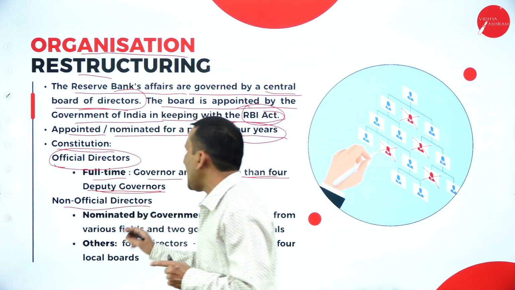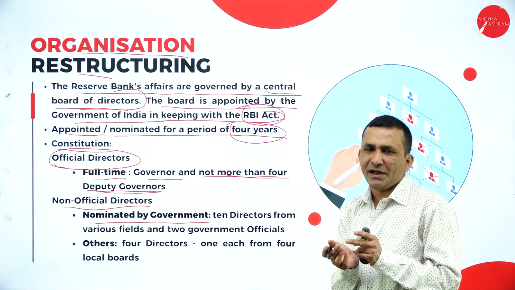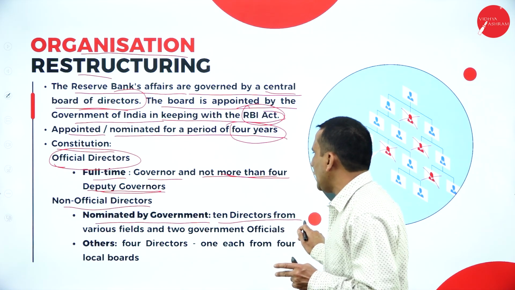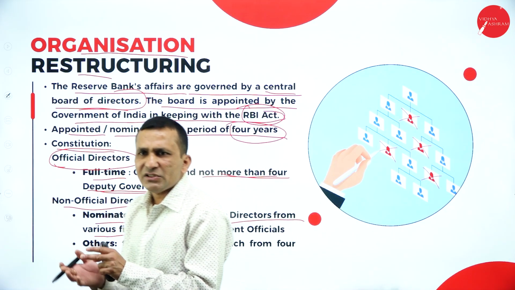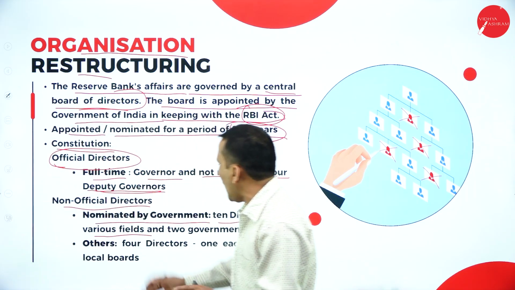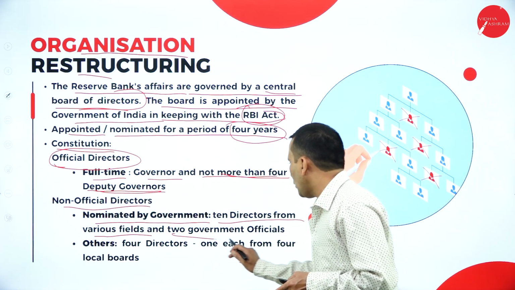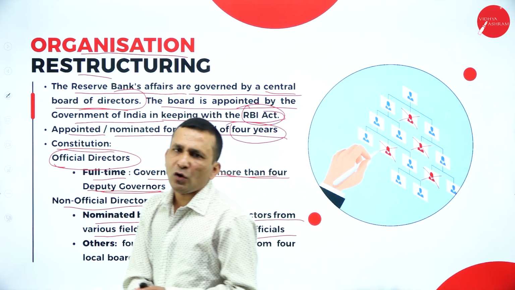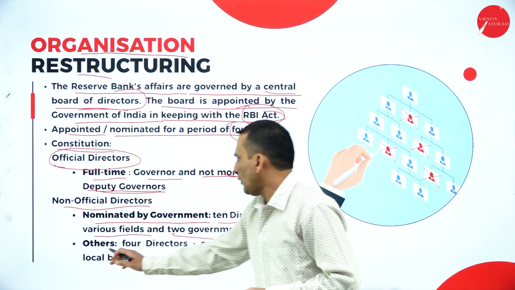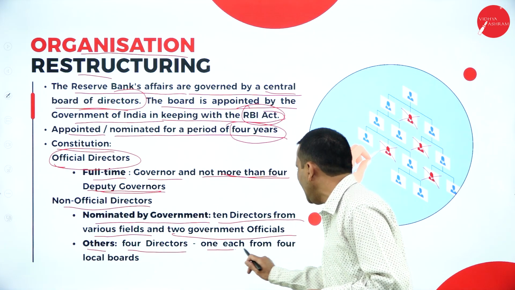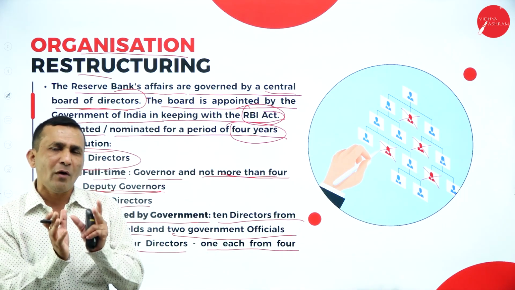Non-official directors are nominated by the government, the Central Board of India. There are 10 directors from various fields, like agriculture and industry, and a director related to RBI, which is a non-official director, and 2 government officials. Those who are working in the government will be official directors, and 4 other directors, 1 each from 4 local bodies. From the local bodies, they appoint 4.